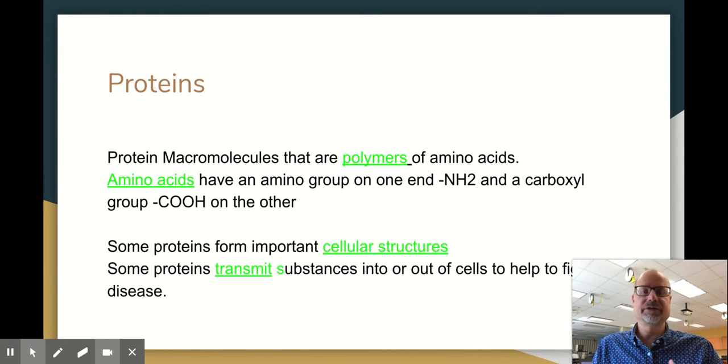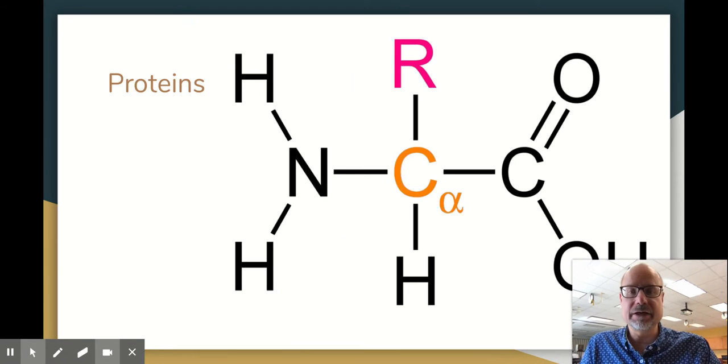Now, some proteins form important cellular structures, like microtubules and things like that. Some proteins transmit substances in and out of cells. Some proteins are the ones that make up your muscles. Some proteins are enzymes. Some proteins are messengers. They do many different jobs in the body. Now, the thing about protein has to do with its structure.